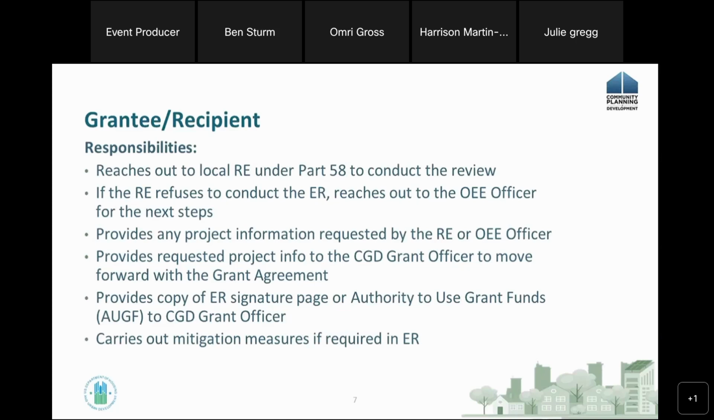As the grantee, you are also responsible for carrying out any mitigation measures if required and prescribed by the environmental review for the project. Next slide, please.